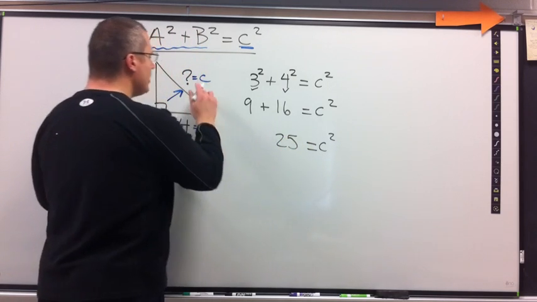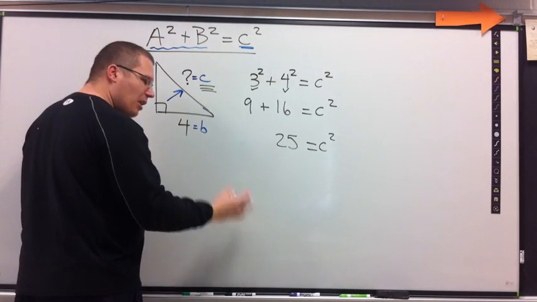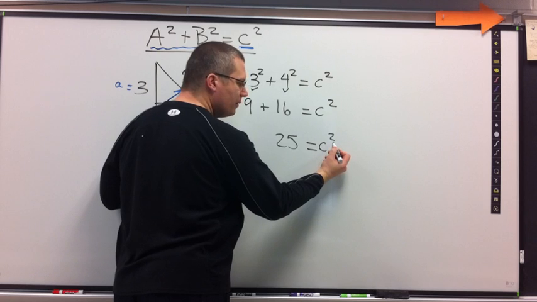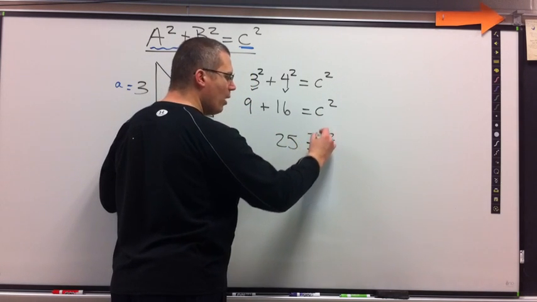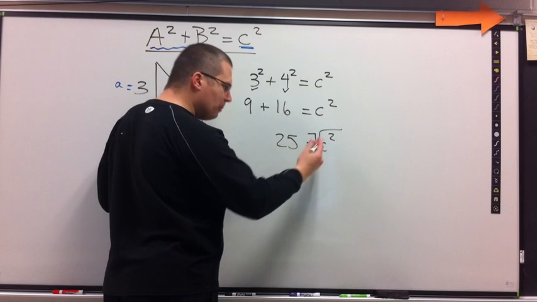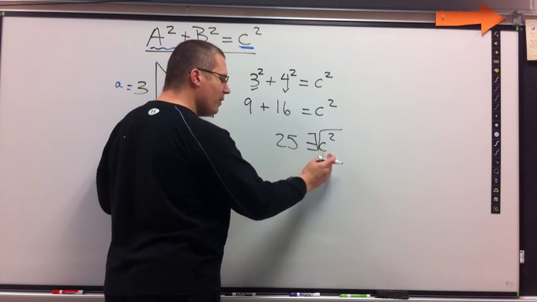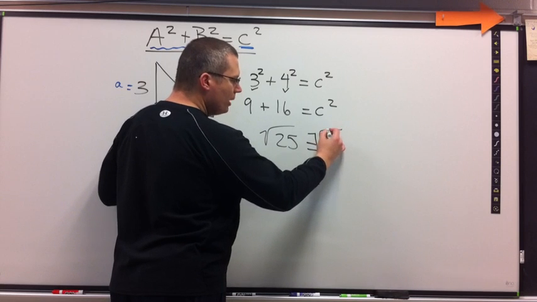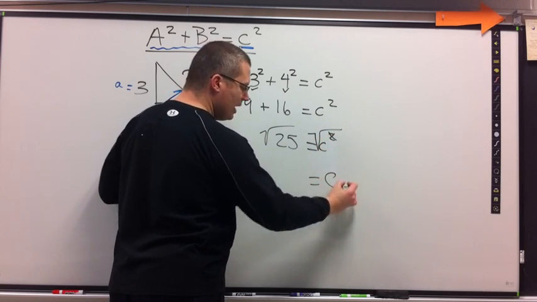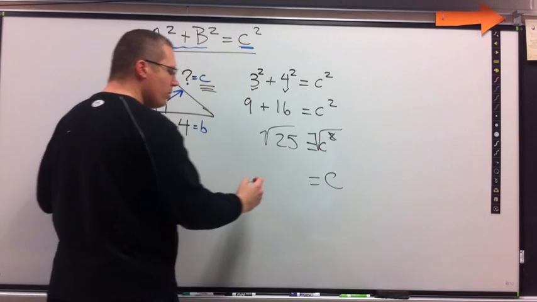I need to figure out what c is worth. I am not done. Why not? Because there is an exponent of 2. How do I remove an exponent of 2? The square root symbol removes it. You must put it on one side. In algebra, if it goes on one side, it must happen to the other. The square root gets rid of the exponent of 2. C equals. What is the square root of 25?